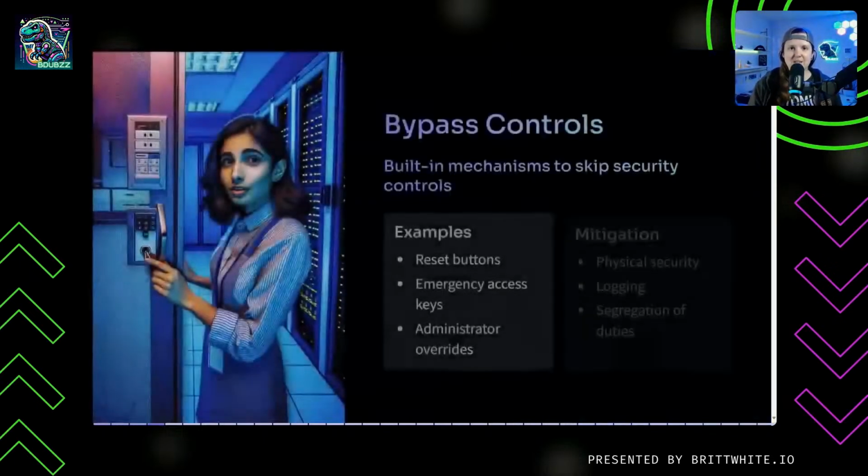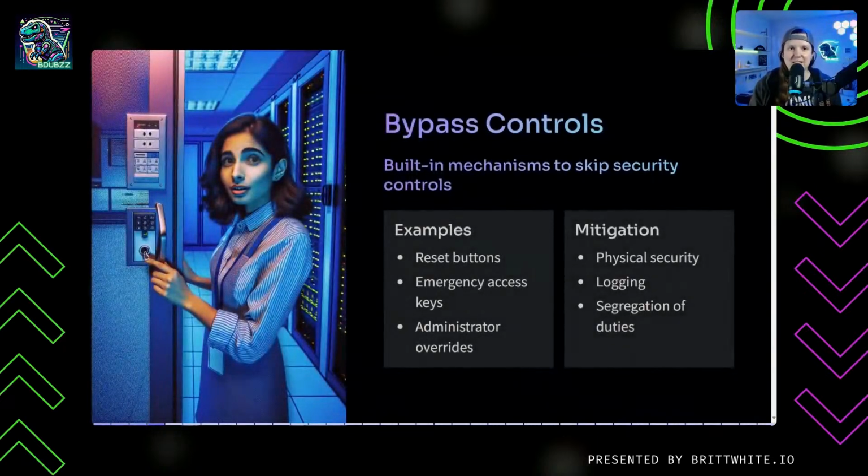Moving on to bypass controls. These are built-in ways to skip security, like that reset button on your router. Handy if you lock yourself out, but if an attacker gets their hands on it, they can wipe your settings and take over. Think of a smart lock with an emergency key. Great for you, but risky if someone steals it.